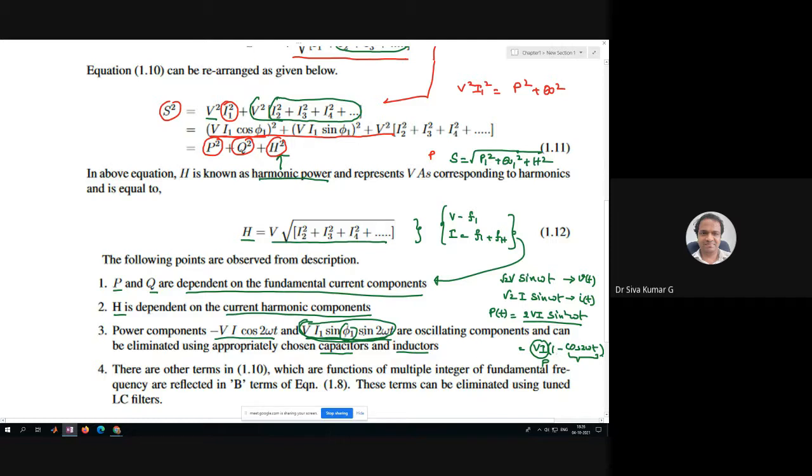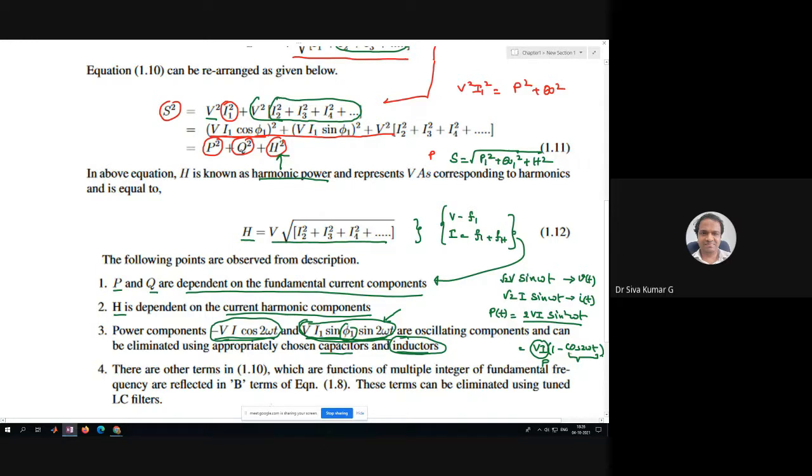Anyway, this particular term will be there. Maybe this point is wrong, maybe this particular term won't be there, especially VI sin phi sin 2 omega t. These are the terms which come over here when you are considering an inductor.